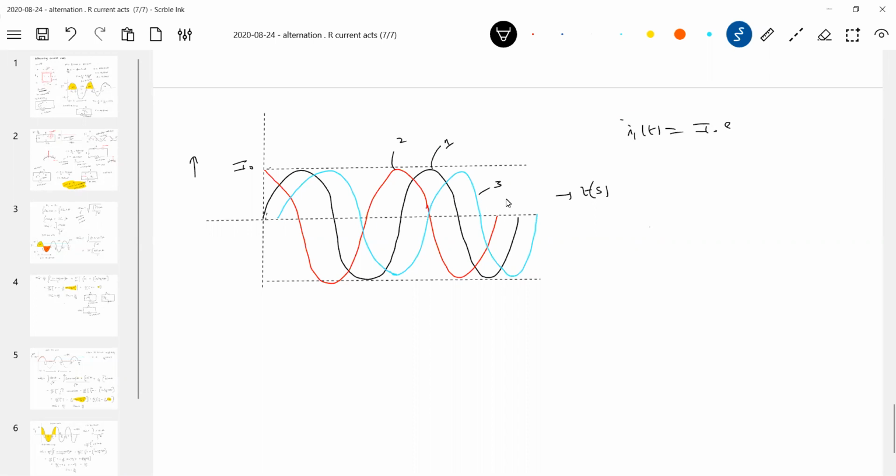I1 of t is I naught sine omega t. What about I2 of t? I naught cos omega t. And look at this, this is having some phase, no? What about I3? At t equals 0, what is the value of I3? It will be 0 after some time, or if you extend this back, actually you have to extend this one back.